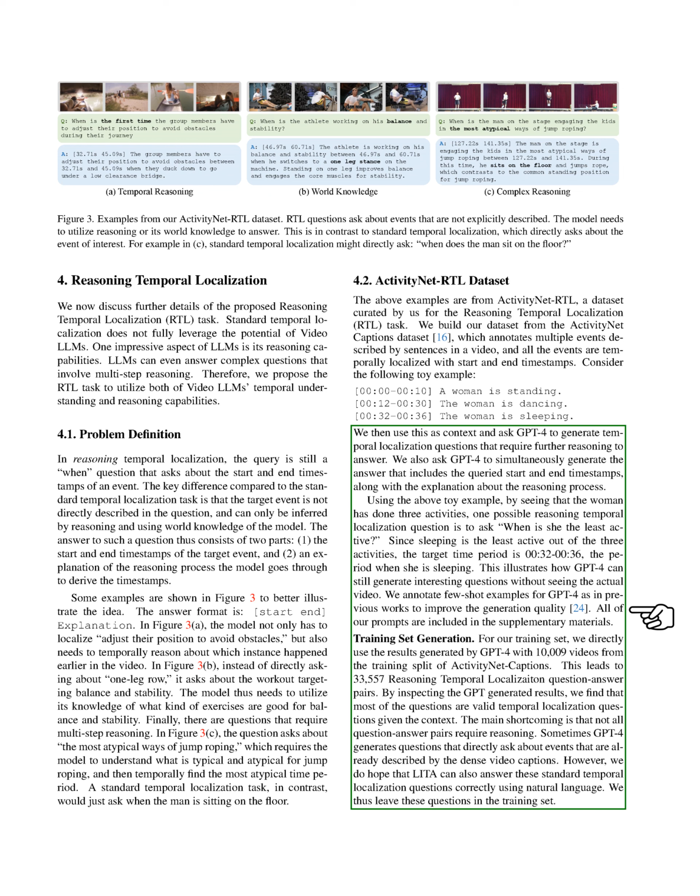To train our model, we utilize the data generated by GPT-4 on 10,009 videos from the ActivityNet Captions training set, resulting in 33,557 question-answer pairs for reasoning temporal localization. While most questions generated by GPT-4 are valid for temporal localization, some do not necessitate reasoning as they directly relate to events described in the video captions. However, we include these questions in the training set with the expectation that our model, LITA, can also answer standard temporal localization questions accurately using natural language.